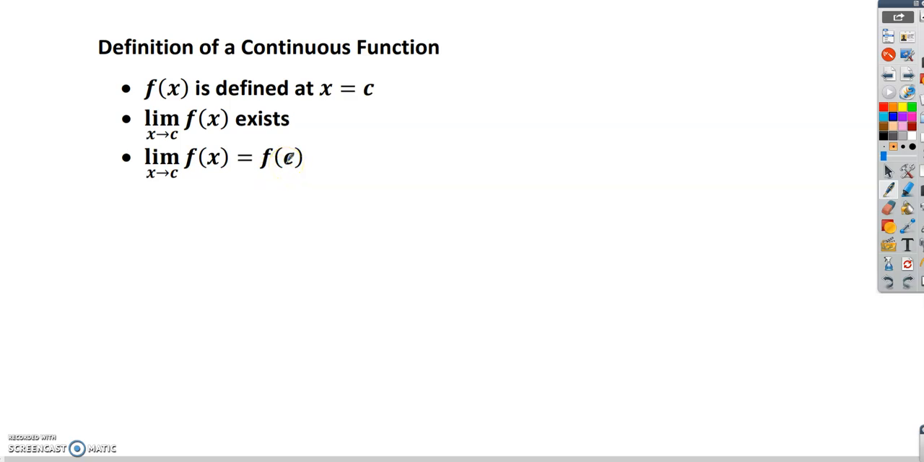So graphically, let's just take a quick look at what that would look like. So let's say that this is my c value. So this first part basically just says you have to have a point on the graph when you plug in c. So you can't have just a hole. So I'm just going to go ahead and put a point for c. The second part says that the limit as you approach c has to exist.